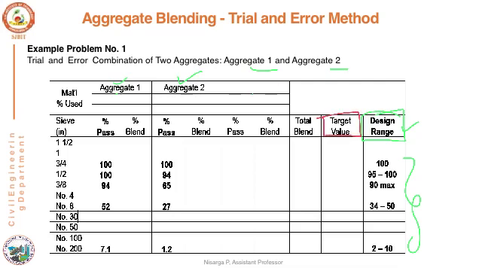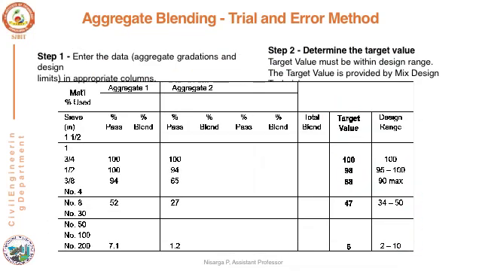How do we take the target value? The target value is usually considered as the midpoint of these two values. For example, for this one I can take the target value as 100, and for the range between 95 to 100, we can consider the target value as 98. Similarly, for each sieve, you can consider the mid-range value and choose the target value.